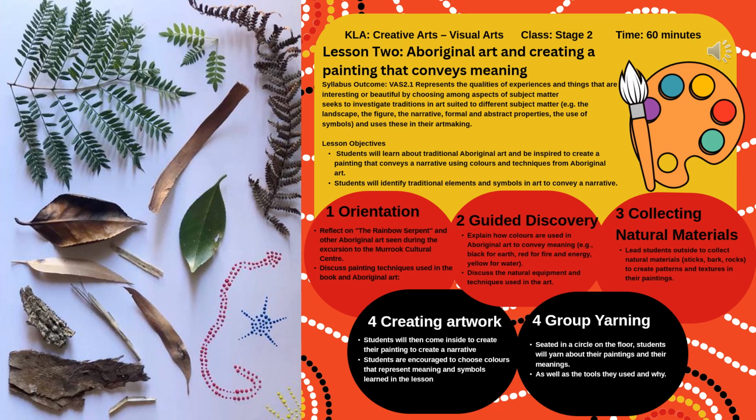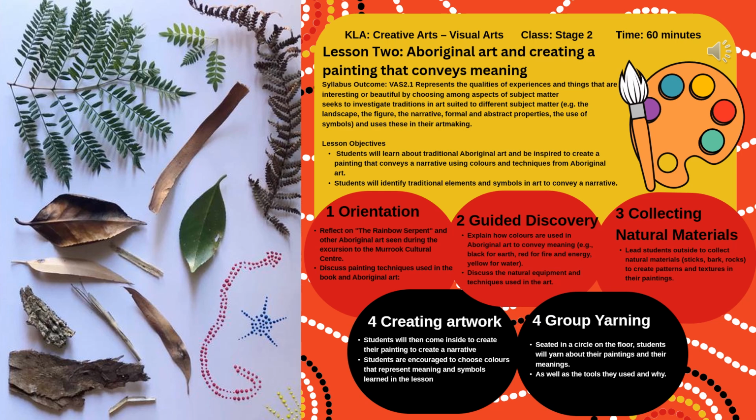Students will make their own painting that conveys a narrative using natural materials. But first they will go outdoors to collect some natural materials to use in their painting, such as sticks, rocks, barks and leaves. Students will then come inside to create their painting, which will tell a story. Students will be encouraged to choose colours that represent meaning and symbols learnt in the lesson.